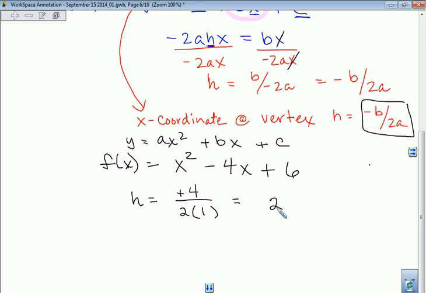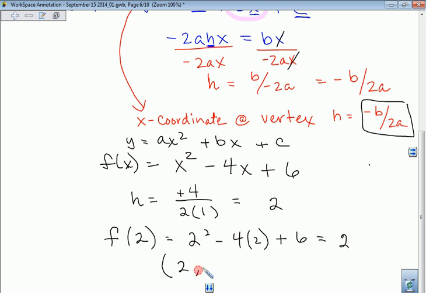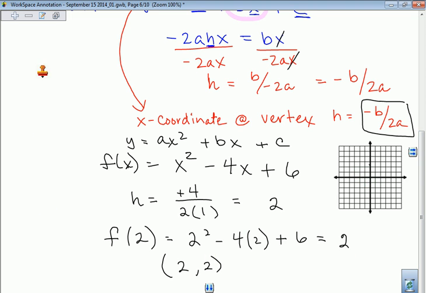Now, if I know the x is 2 at the vertex, how can I find the y? Plug it in. Find f of 2, which is 2 squared minus 4 times 2 plus 6. 4 minus 8 is negative 4, plus 6 is 2. So I know the vertex is the point (2, 2). Now, is it easy to graph? Yes. I know the vertex is the point (2, 2).